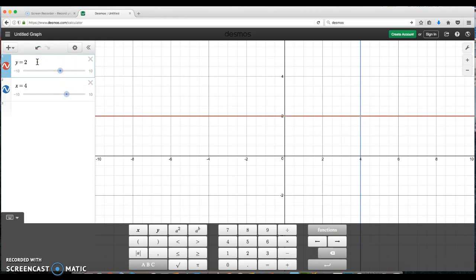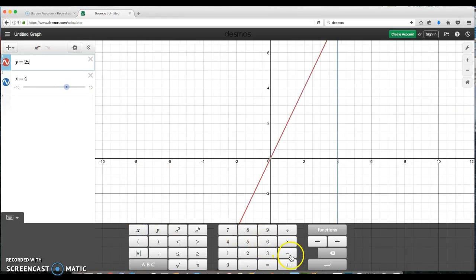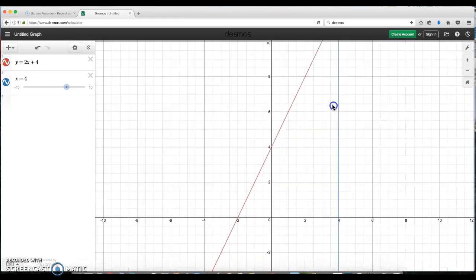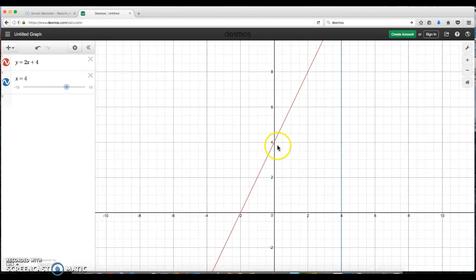Now let's put something a little more complex in there, something we may see in algebra class a lot. So let's put in y equals 2x plus 4. We can click and scroll to move around on our page. So we have y equals 2x plus 4. 4 is our y-intercept, and 2 is our slope. So we rise 2 and run 1. Up 2 over 1.